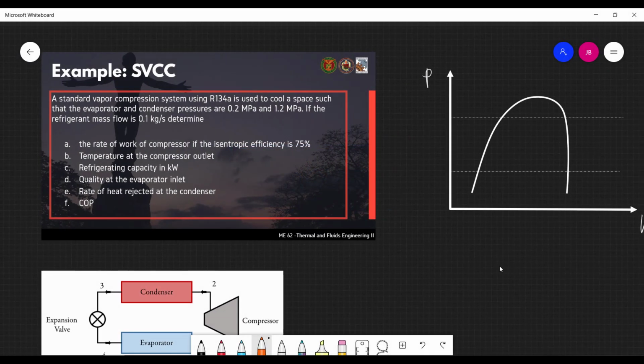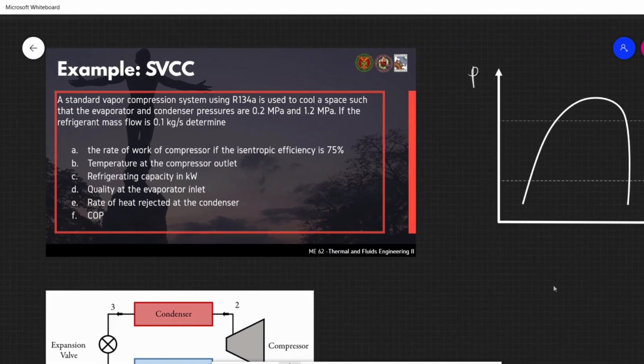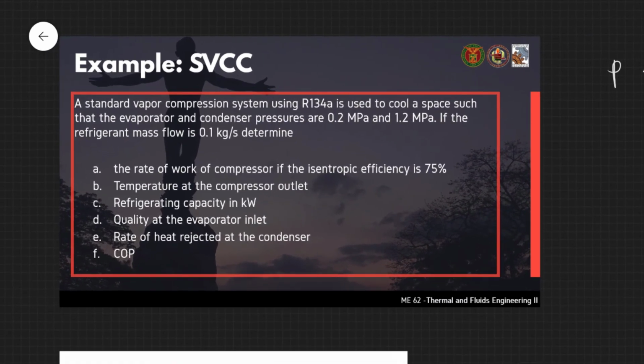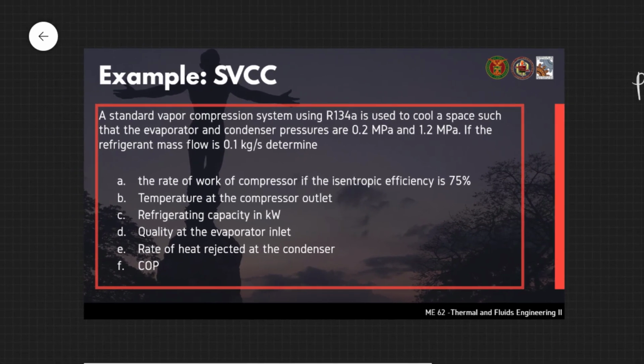Okay, so mag-solve tayo ng isang problem patungkol sa SVCC. Basahin muna natin. We have a standard vapor compression system using R134A as a refrigerant, and it is used to cool a space such that the evaporator and condenser pressures are 0.2 megapascals and 1.2 megapascals. So if the refrigerant mass flow is 0.1 kilograms per second, determine the following parameters.